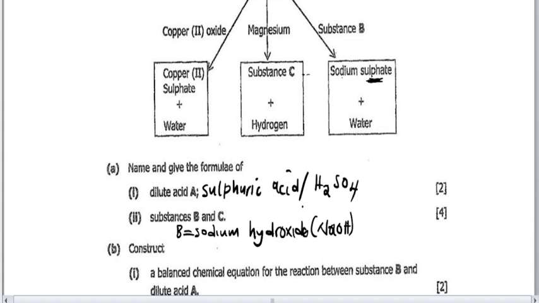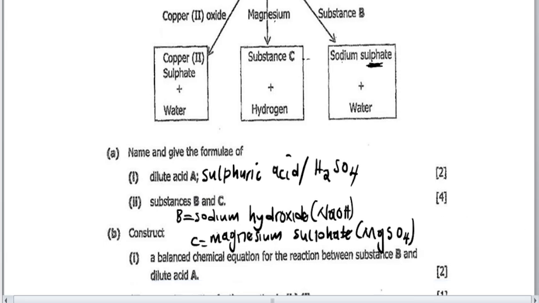Then C. When an acid reacts with a metal, so sulfuric acid is reacting with magnesium, it's going to form what we call magnesium sulfate. So C becomes magnesium sulfate. So it forms magnesium sulfate. So how do you write magnesium sulfate? You say MgSO4. MgSO4. That is how we write magnesium sulfate.